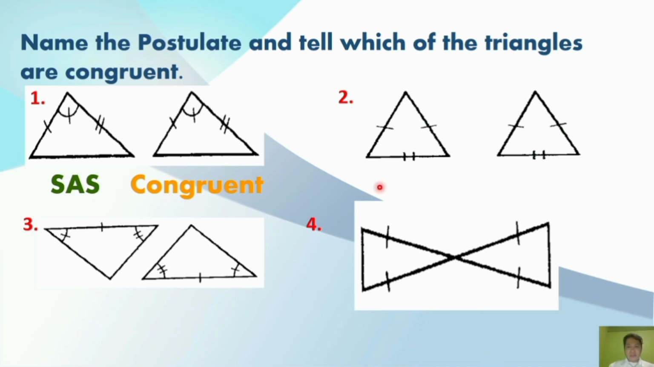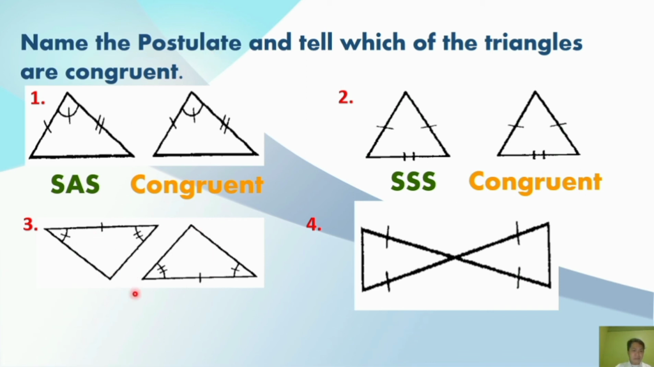How about in number 2? What are the pairs of corresponding parts marked congruent? So what has tick marks in number 2 are the 3 sides. So side, side, side. In the second triangle, it also has side, side, side. So obviously, the postulate is SSS. And again, the 2 triangles are congruent based on SSS congruence postulate.